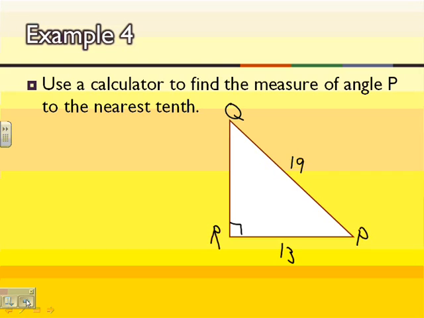Just like our last example, you've got to look for which trig function fits the information that you got. So we want to find P. How do the sides that we have relate to angle P? 13 will be adjacent. 19 will be hypotenuse. So what trig function fits this? Cosine. So here's what we're going to write. Cosine of angle P equals, what's the adjacent side? Over 19.